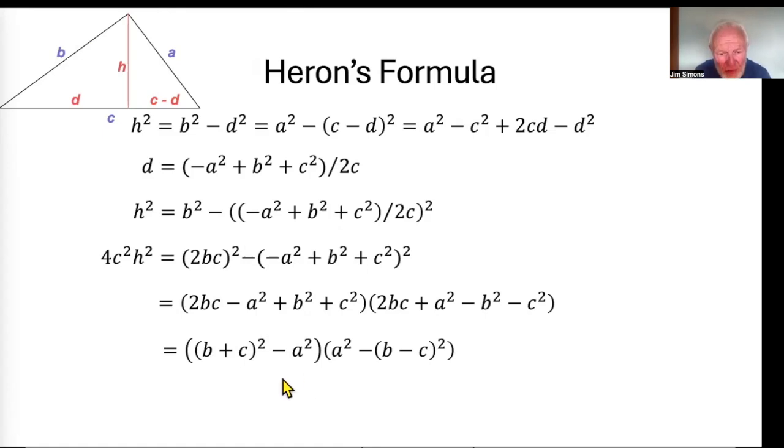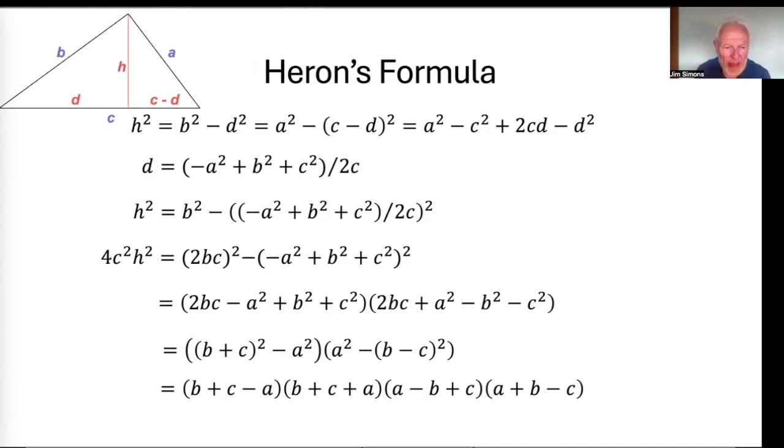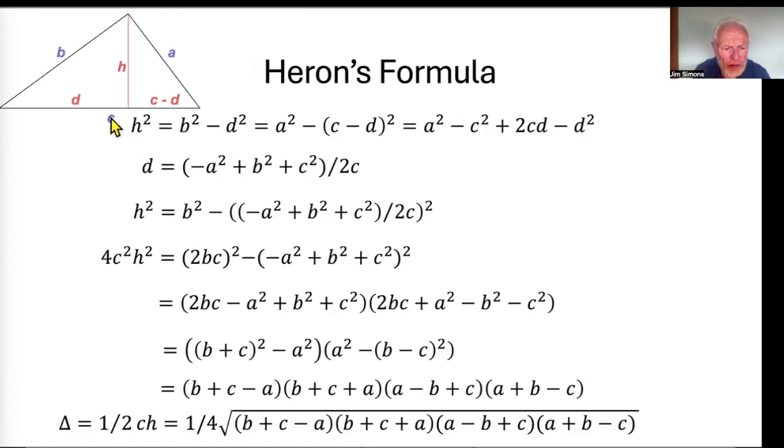So both of these are difference of two squares as well. It can be factorized again. And then we get that. And then, of course, the area of the triangle is a half CH, which is that. So there we are. There's Heron's formula proved on one slide.